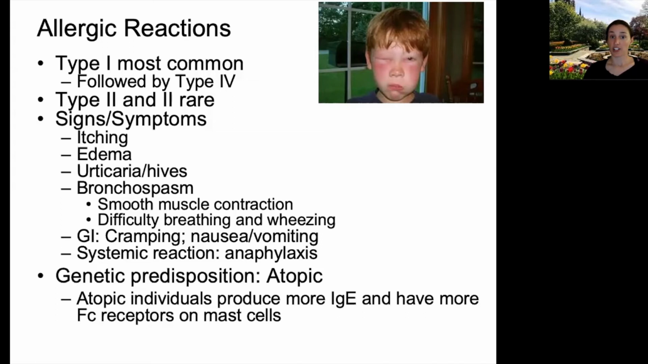People who have allergic reactions may have a genetic predisposition, so these patients may be atopic, which means they may produce more IgE and have more Fc fragment crystallizable receptors on their mast cells.